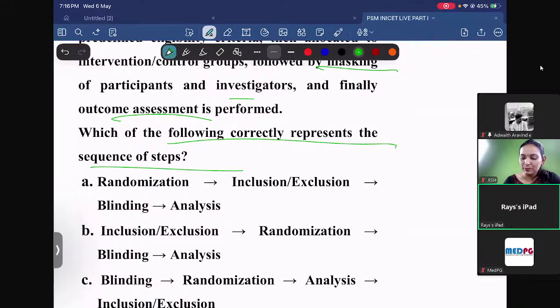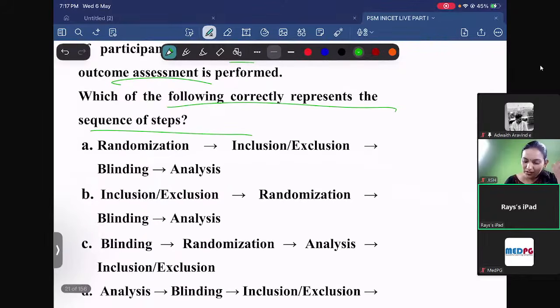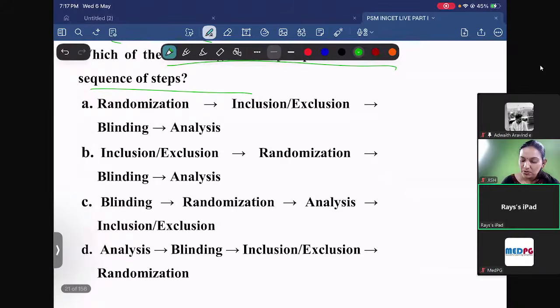Which of the following correctly represents the sequence of steps in an RCT? That's what they're asking. Options are randomization is there, inclusion, exclusion is there, blinding is there, analysis is there. You have to choose which is the correct order of steps in conducting an RCT. That's a simple question here. So you start with which one? See the options carefully and just try to answer the question.